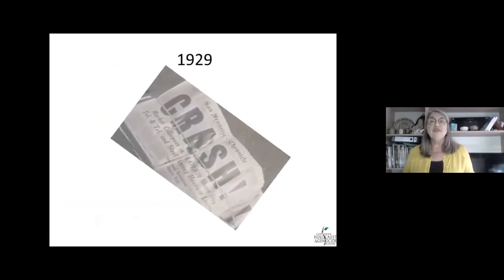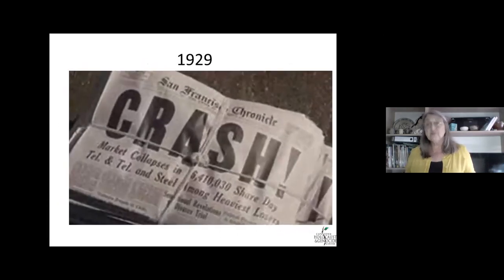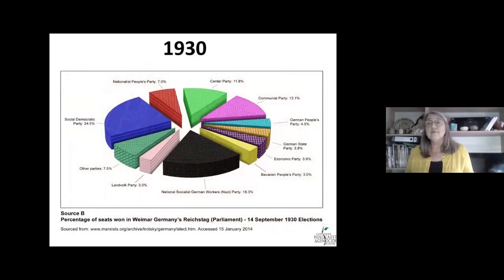1929. You have the stock market crash in America. And with that crash, no more loans to Germany. And of course, this plunges Germany into a worse economic situation than it was. And so you can see just 2 years later, the Nazi Party is now on 18.3%. Other parties are getting smaller, other parties are getting bigger, but people are starting to listen to those sort of fringe parties because they make promises.